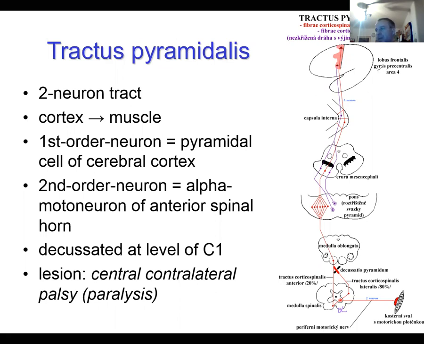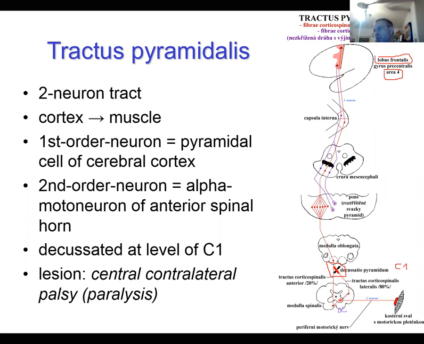So we start in the telencephalon, in the brain cortex in area 4, which we find in the frontal lobe. And here we have so-called pyramidal cells. From these pyramidal cells, it descends via the subcortical structures and brain stem to the medulla oblongata. And between the medulla oblongata and spinal cord, approximately at the level of the C1 spinal nerve, there's a decussation. It means that the fibers which are on the right side decussate to the left side and vice versa. Why it's arranged like that, we truly do not know.